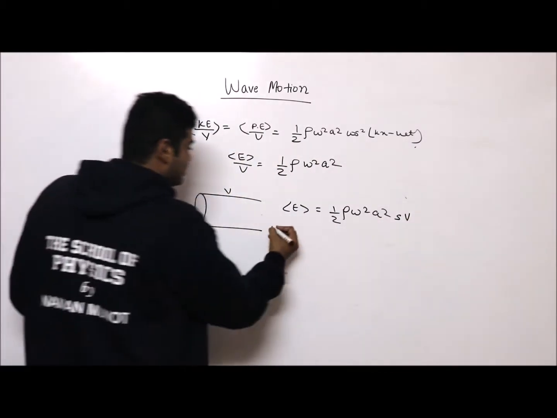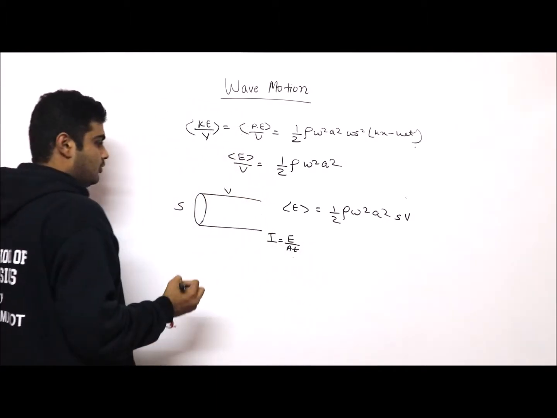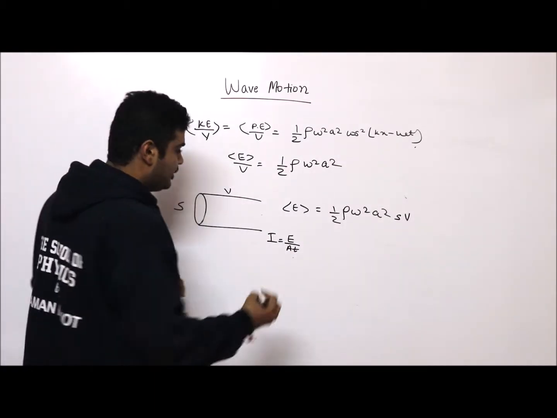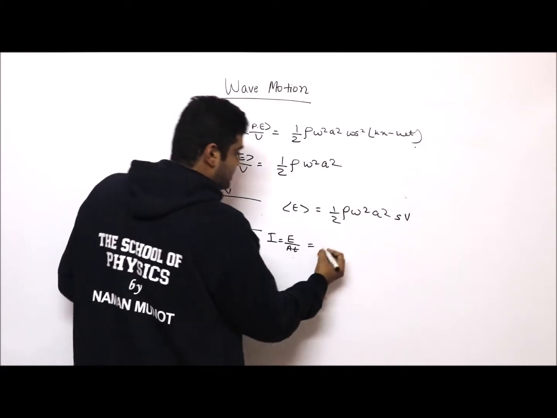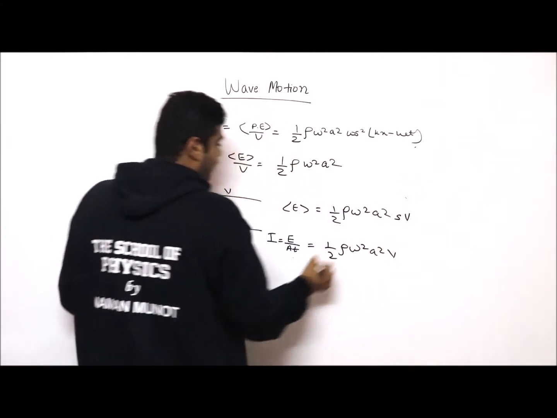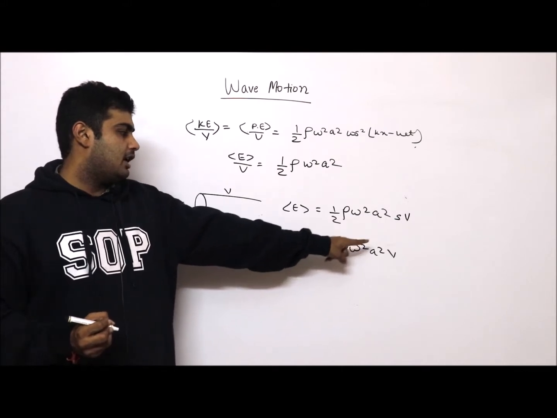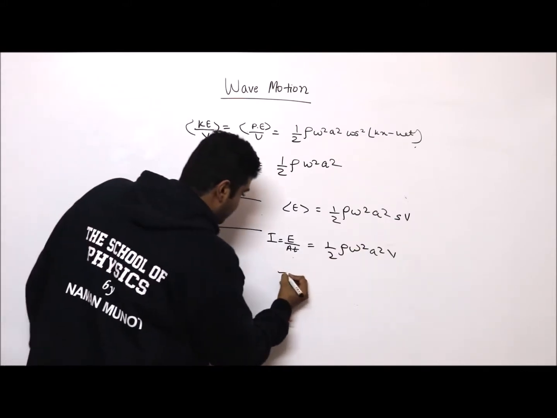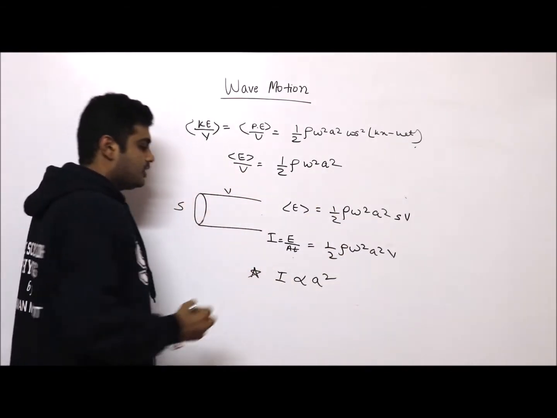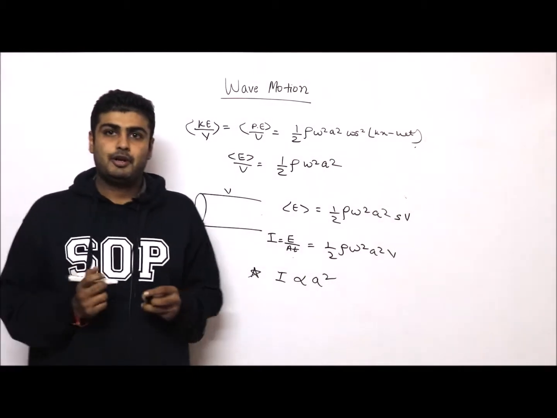Now intensity is equal to energy per unit area per unit time. For 1 second it will be equal to half rho omega square a square into velocity. So this is the formula for intensity. Considering rho, omega and v are constant, we get the result that I is directly proportional to A square. Very important result for waves: intensity of energy is directly proportional to amplitude whole square.